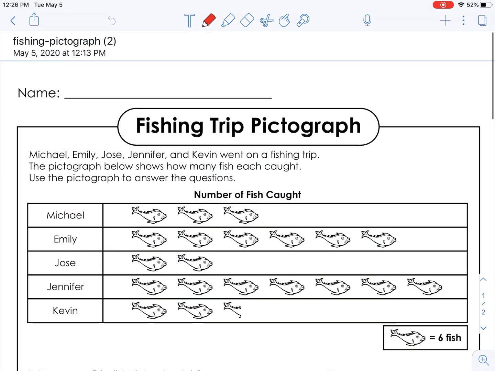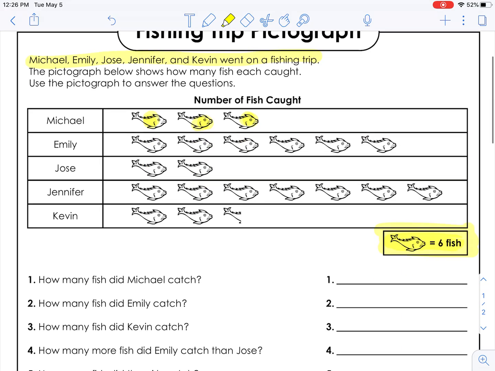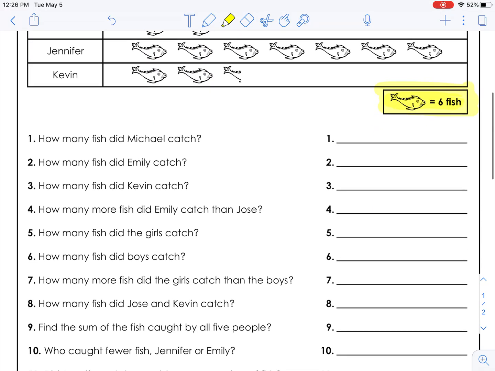All right. The last thing we're going to look at is your fishing pictograph that you're going to do for the second part of your homework. 5 children went fishing. The pictograph shows how many fish they caught, but this is what's really important. Each picture of a fish actually is 6 fish. So Michael did not catch 3 fish. He caught 6, 12, 18 fish. So that's really important on a pictograph to always see what the picture represents.